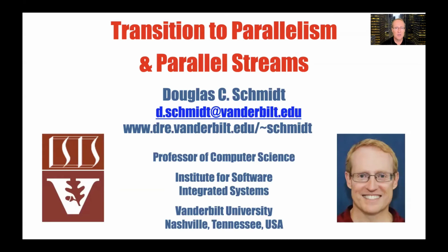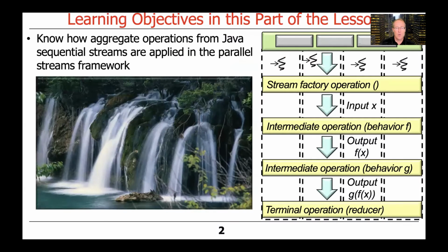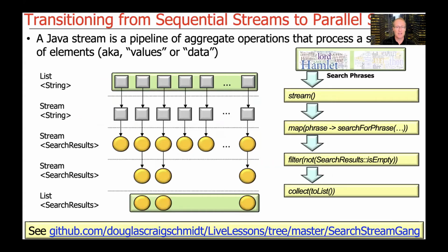So now at long last, it's really time to start focusing in on parallel streams. And we'll begin this discussion by talking about the transition from sequential to parallel streams. We'll begin also by talking about how you can reuse the same aggregate operations that you've learned to know and love with sequential streams and apply them pretty much without change, as long as you're careful in how you write your operations, using stateless behaviors, for example, in a parallel streams context.